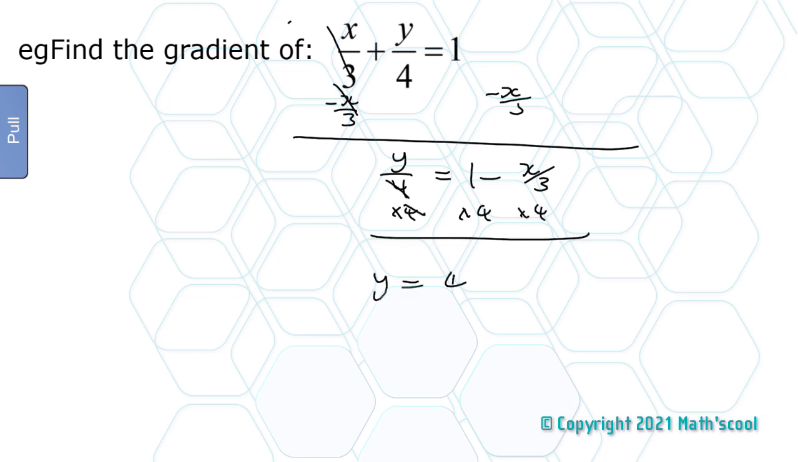And so that gives us y equals 4 minus 4x over 3. And so here's our gradient, and here's our y-intercept.